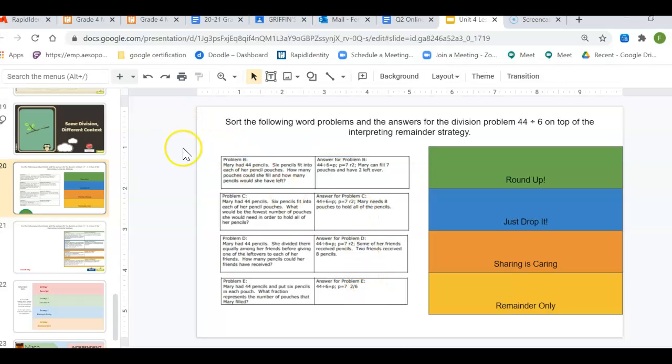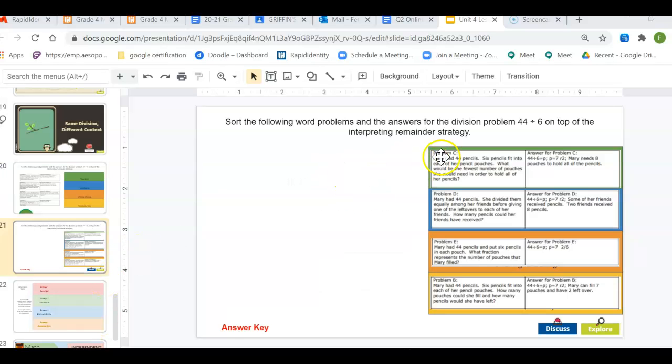So we're going to pause the video for just a minute and allow you the opportunity to drag and drop. So I've gone ahead and included my answer key on here now. You've had an opportunity to work on it. So when you drag and drop it, problem C is a roundup problem. Problem D is a just drop it problem where you just drop the remainder. Problem E is a sharing is caring problem, and problem B is going to be a remainder only type problem.